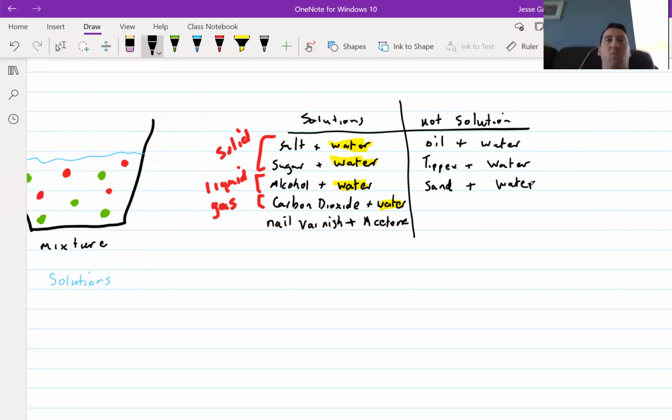Now you can put sand into water. If you took a little glass or a beaker and you put some sand in there, by all means you can put it in and stir it, and it might just float around for a minute, but then it's all going to fall to the bottom. It's not going to dissolve. It's not going to make a solution.